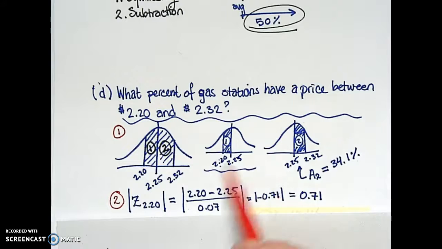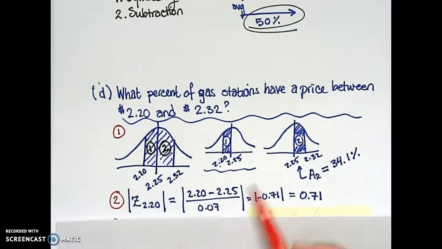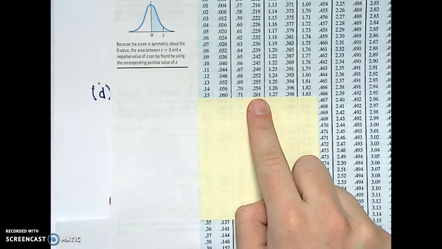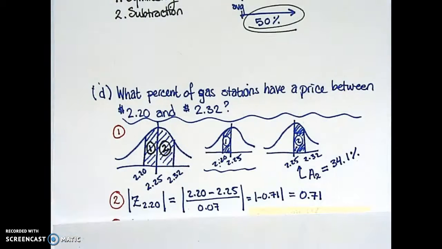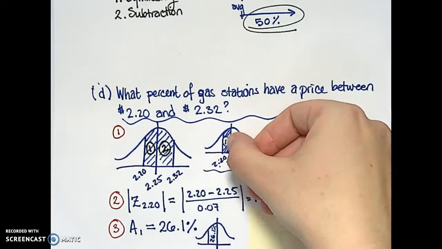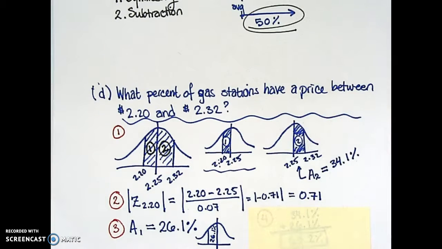Again, because 2.20 is to the left, I'm going to take the absolute value, and you get for your z-score 0.71. If you look that up in your standard normal table, we obtain an area of 26.1%. So that's step 3. We have an area of 26.1%. That's exactly what we need because it is between the average and our z-score, and that's the wedge right in the middle. That's what we're looking for. So that's great. But remember, we actually need to take and add these two areas together.